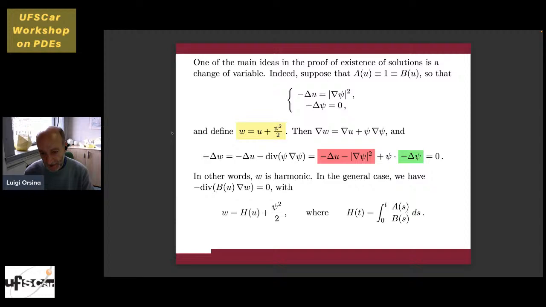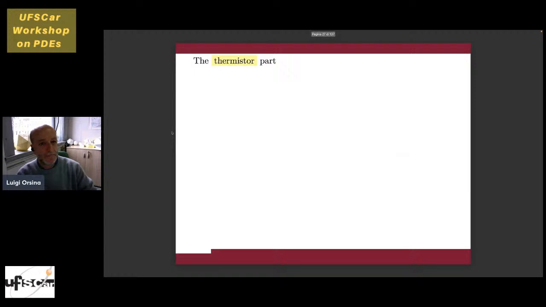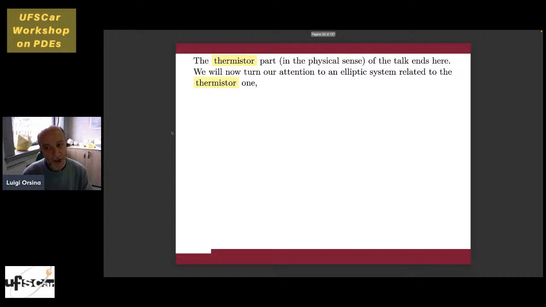So now this thermistor part is over, and now I will try to explain what the differences are between the physical problems of the thermistor and the problem I'm going to talk to you about. Because the physical part is over, and now I will show you an elliptic system which, let's say, has little or no physical meaning in the general form.